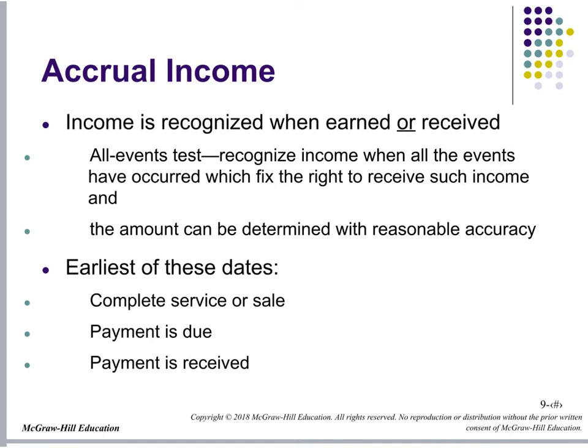All right. So what about accrual income? We know from financial accounting that income is recognized if you're on the accrual system when it's earned or received. So with accrual income, you've got the all events test. So you recognize income when all the events have occurred which fix the right to receive such income, and you can determine the amount with reasonable accuracy. And remember that that's going to be the earliest of one of three dates: completion of service or sale.